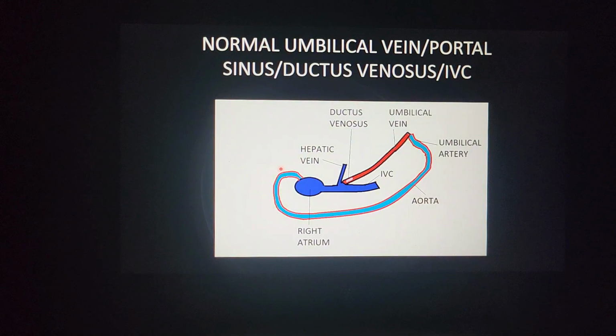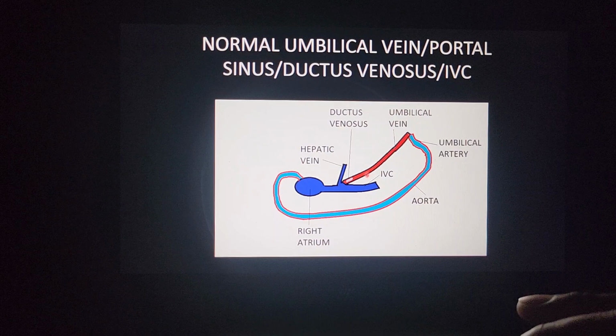This is the diagrammatic representation of the venous anatomy. You can see the umbilical vein coming into the abdomen. It takes an intrahepatic course normally, reaches the portal sinus, and from the portal sinus, this area which is shown in a brighter color is the ductus venosus, and this connects the umbilical vein through the portal sinus into the IVC. You can see that this junction of the ductus venosus with the IVC is very close to the hepatic vein.